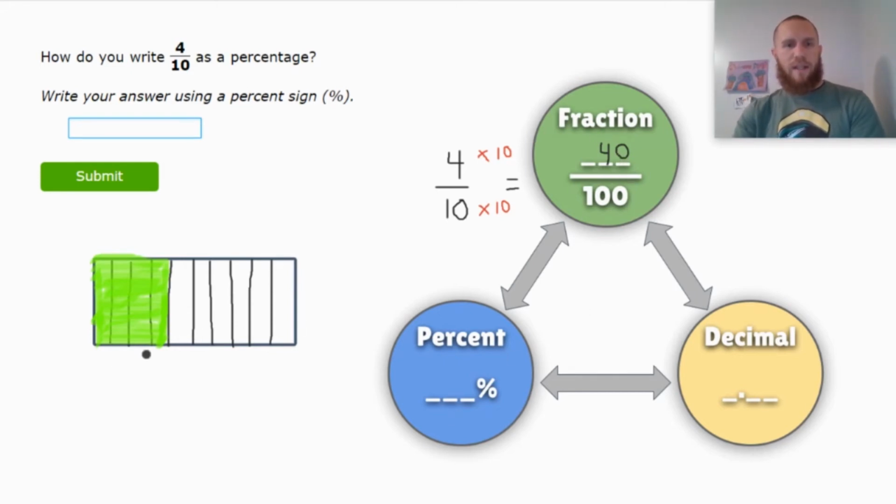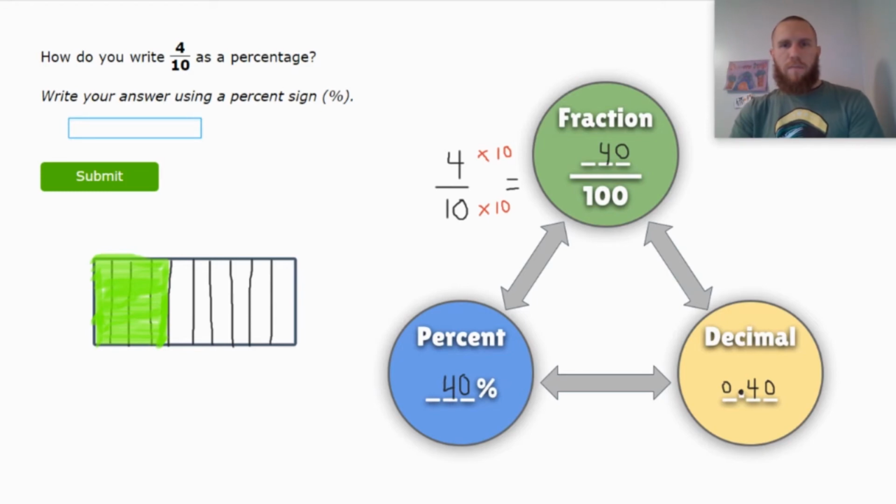I can see that this is a little less than 50%, and it's more than 25%. So I know that this is 40% based off of the fact that it's 40 out of 100. And also for the decimal, I know that if the fraction is 40 out of 100, it's 40 hundredths. So that is what I write here, 40 hundredths. So the answer to the question, how do you write 4/10 as a percentage? Well, we just look right here, 40%.